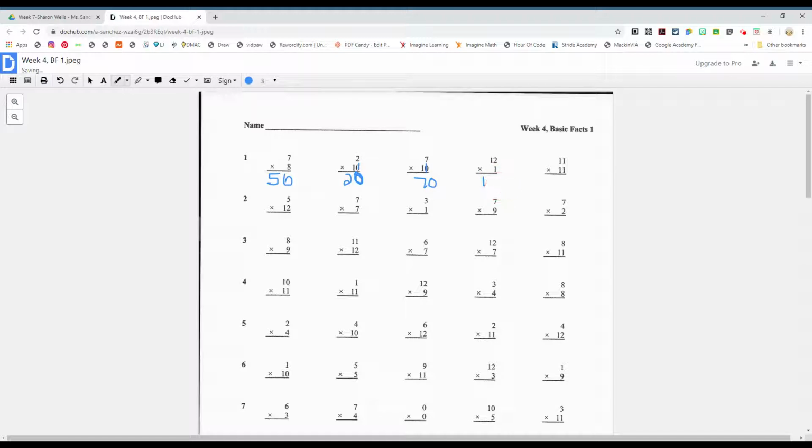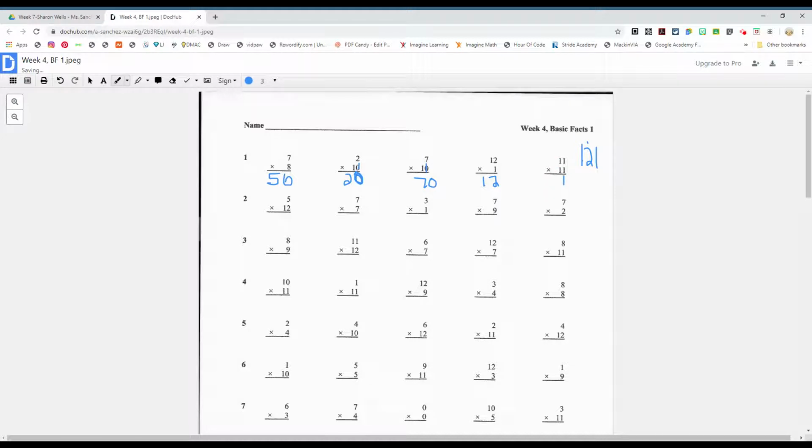11 times 11, boys and girls, is 121, but I'll show you the steps. Remember, we go to the ones place. We have 2 ones. 1 times 1 is 1. 1 times 1 is another 1.